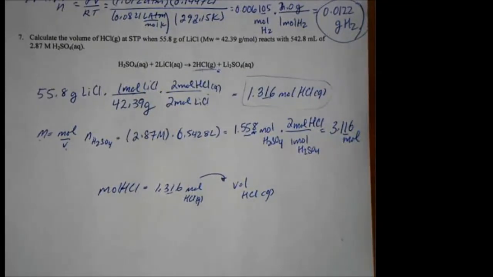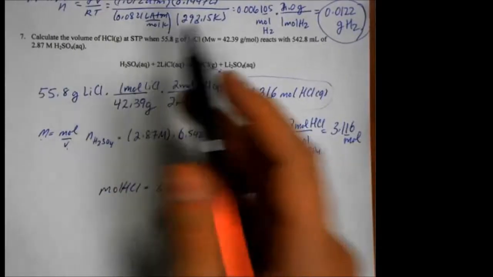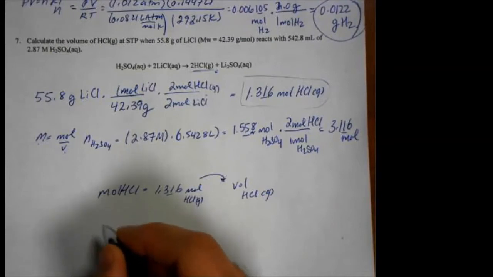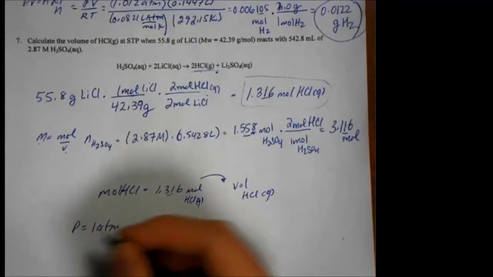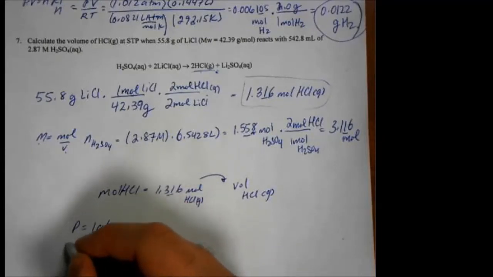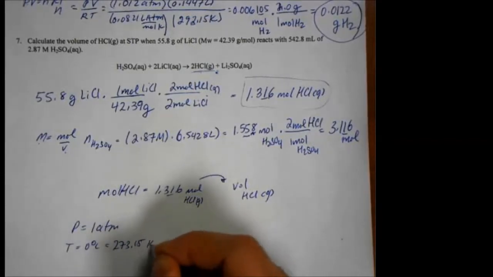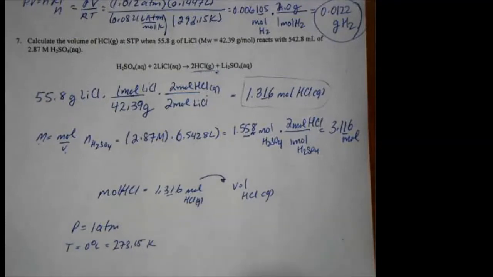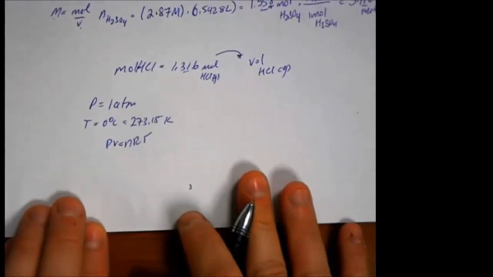Now, for those of you who want to be very pedantic about using PV equals nRT, you can do that. The only thing you have to remember for this is what STP stands for. At STP, standard temperature and pressure, pressure is going to equal 1 atm. Your temperature is going to equal 0 degrees Celsius, which is 273.15 Kelvin. And that's all you need to have. So knowing PV equals nRT, we can do the calculation.